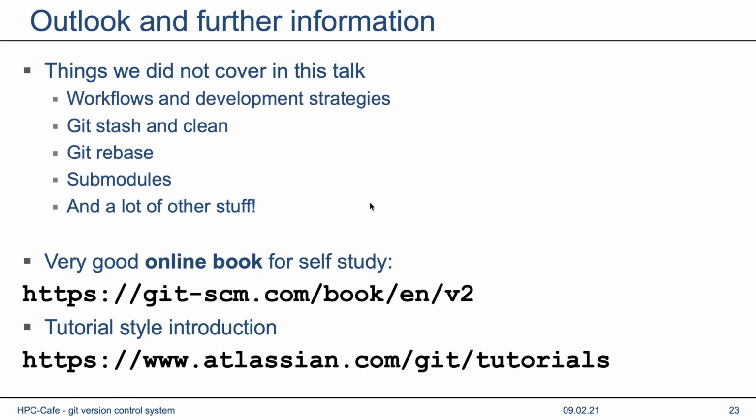For self-study, there are two pointers I want to give you. First is the online book you get on the Git website. This is really for self-study and reading it. Atlassian also has a collection of good Git tutorials, a bit more compact than the book. So the book is more of a complete reference, and down here you have more standard use cases. So you may want to give a try to both of them. And that's it from my side.